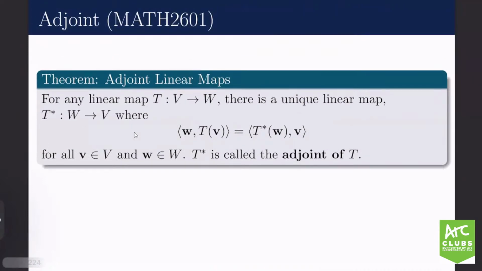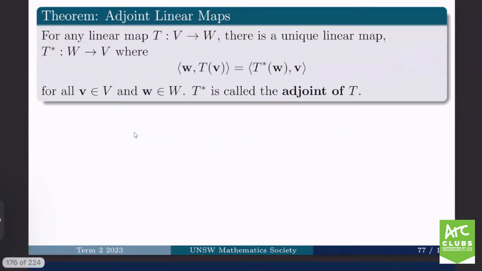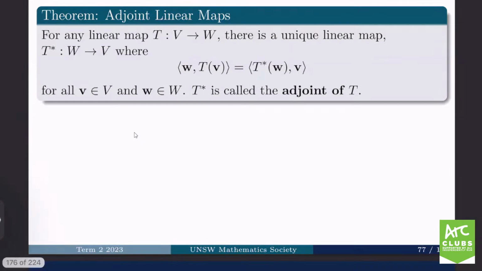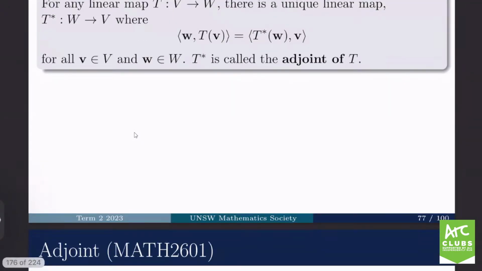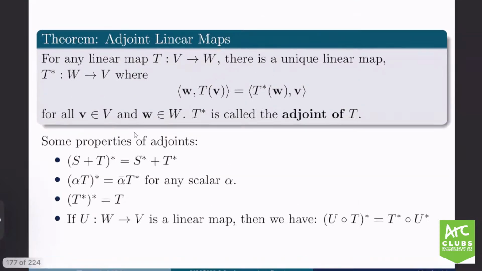So move on to an idea that's only in Math2601, and that is the adjoint. The adjoint of a linear map is T star, which is sort of a generalization of the idea of the transpose of a matrix. In terms of its actual definition, the adjoint is a map T star such that the inner product between W and T of V is equal to the inner product of T star of W and V. And so we have some properties of adjoints.